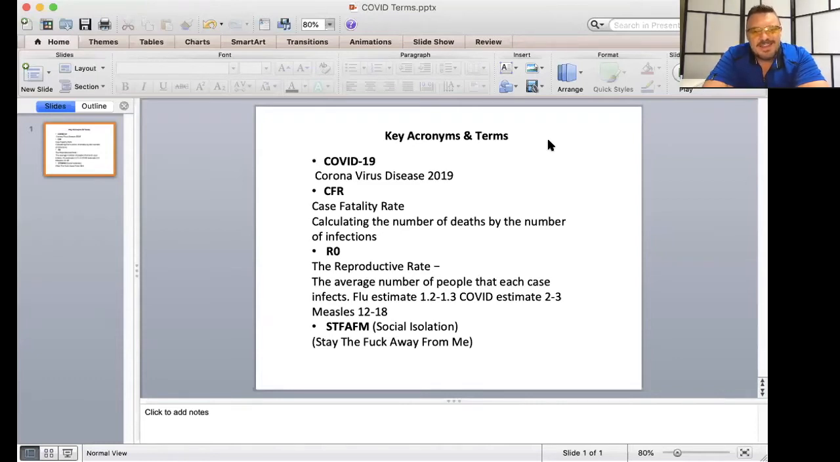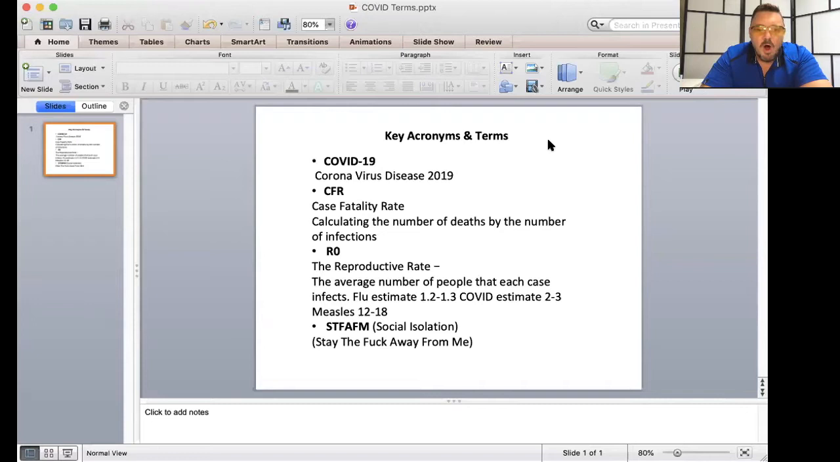CFR stands for Case Fatality Rate. That is calculating the number of deaths by the number of infections. So let's say you have 1,000 infections and you have 100 deaths from that. Then your CFR would be 0.1, 10%.